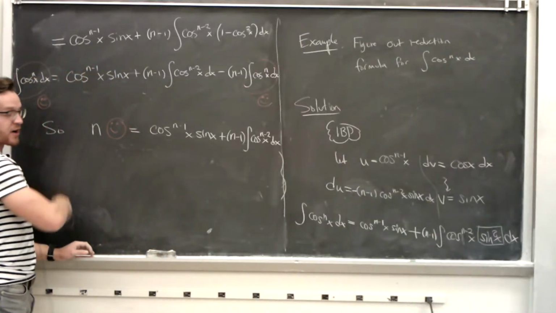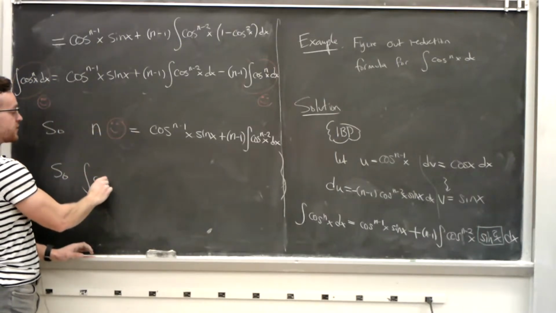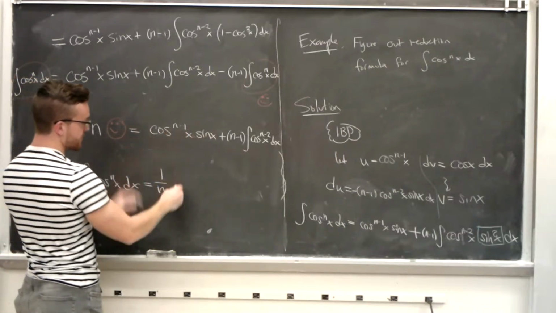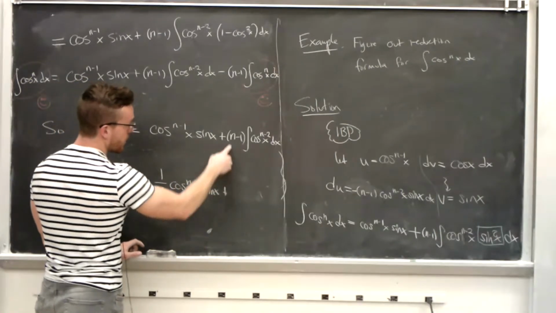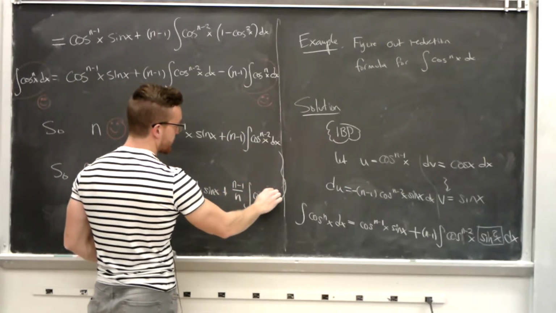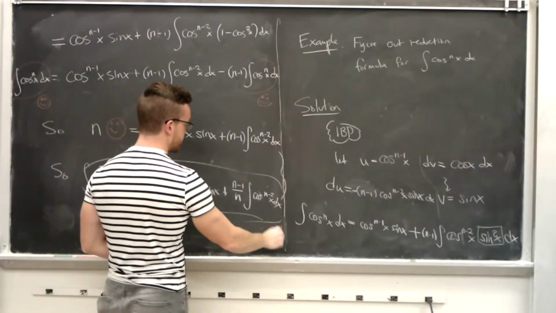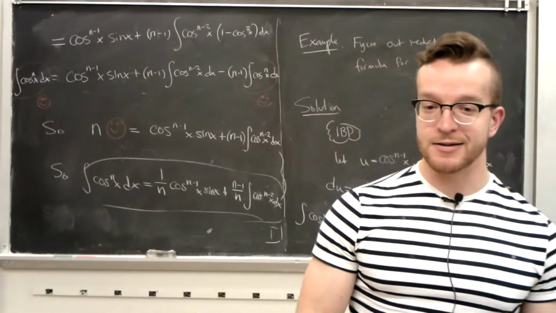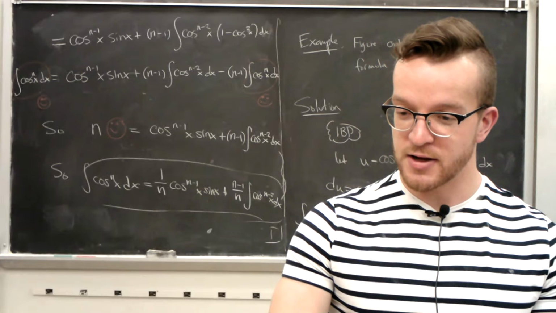Then all we have to do is divide by n, and that'll do it. So smiley face, which was the integral of cosine to the n, is 1 over n times this, plus n minus 1 over n times the integral of cosine to the n minus 2. All right. Whew. There's the reduction formula for cosine to the n. Nice. Okay, what was next?